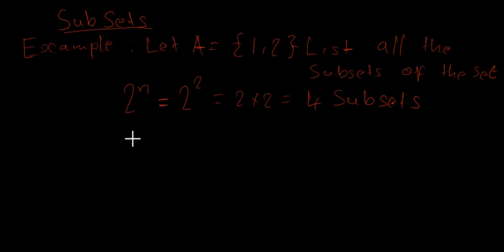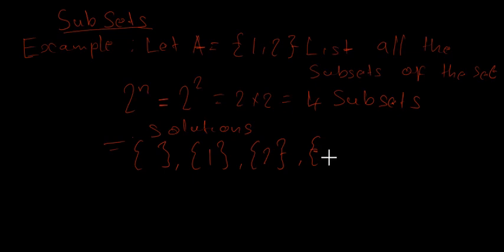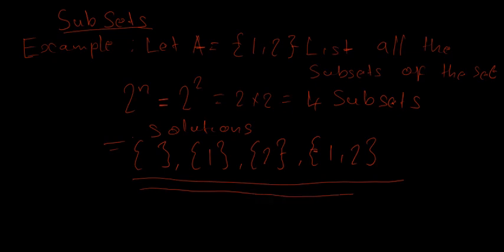Our answer solution: we're going to have a curly bracket which is empty, then we're going to have 1, then 2, and we're also going to have 1 and 2. When we count this, it's 1, 2, 3, 4. So how many subsets does it have? 4. So basically this is how we answer questions on subsets.